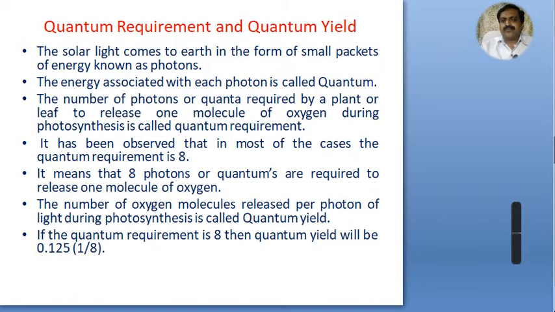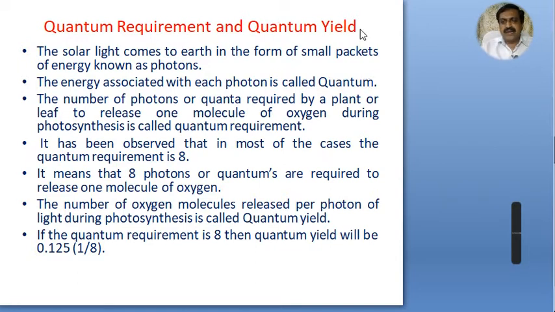What is that quantum? The solar light comes to the earth in the form of small packets of energy known as photons. I told you in the previous slide, the light energy from the sun always travels in the form of bundles, and the bundle of light rays is called a photon. In that photon, the energy associated with each photon is called a quantum. The amount of energy present in each photon is what is called a quantum.